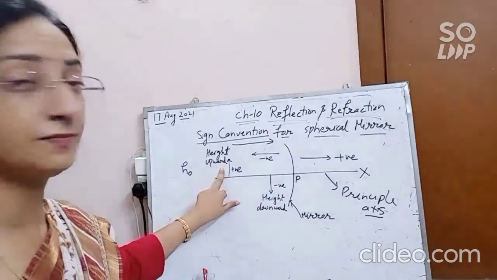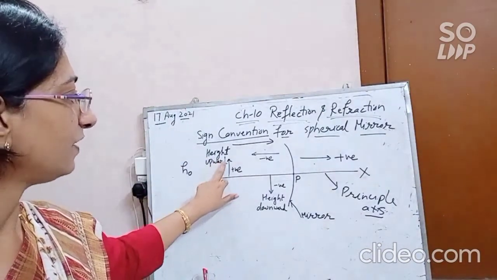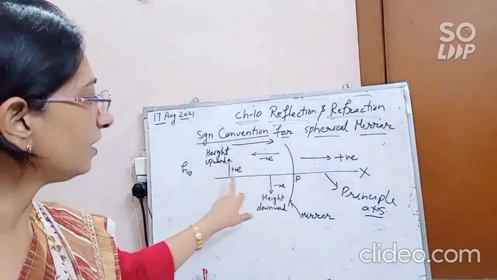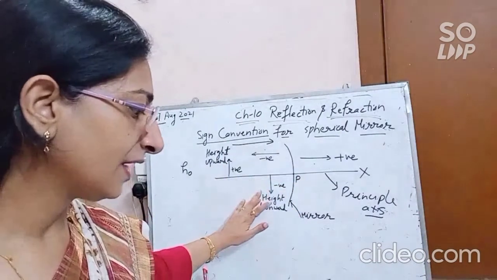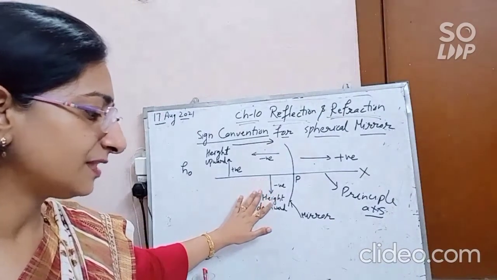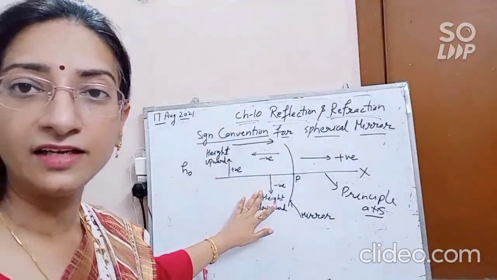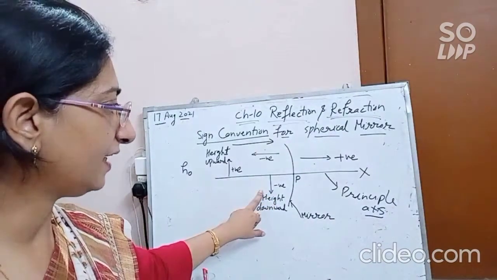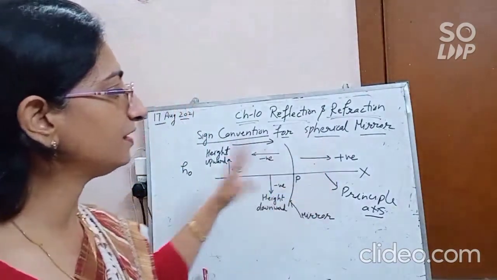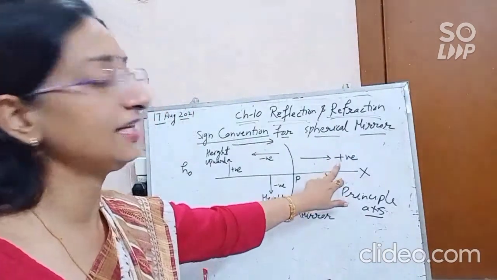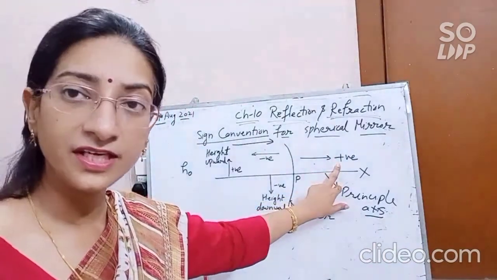Distances measured upward and perpendicular to the principal axis are positive. The object is always perpendicular to the principal axis. Distances measured downward and perpendicular to the principal axis are taken as negative. If the incident ray goes from left side towards the right, we take the distance as positive.